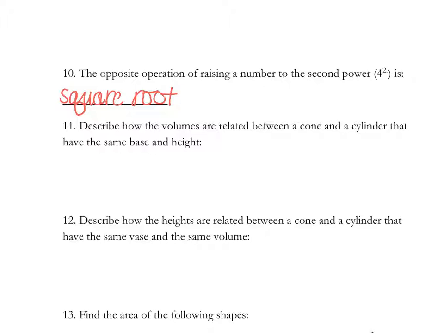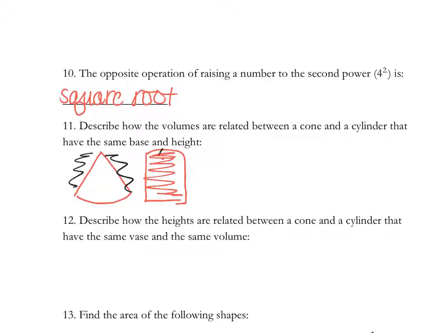And then question 11 asks us to describe how the volumes are related between a cone and a cylinder that have the same base and the same height. So if I have a cone, and again, this is just a sketch, and then I have a cylinder, and they're the same base, so they're the same width and the same height, what can I say about their volume? If I were to fill up my cylinder over here with water, it would be greater than my cone because I'm missing all this space over here. My cone essentially would fit inside of my cylinder, so the volume of a cone would be less.